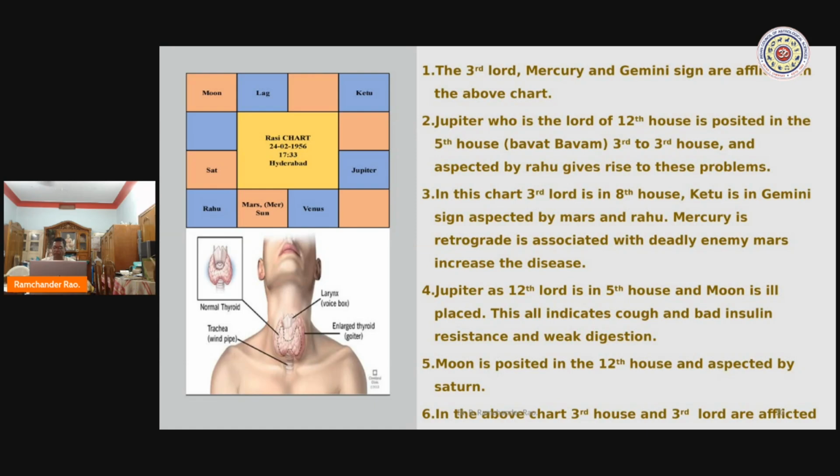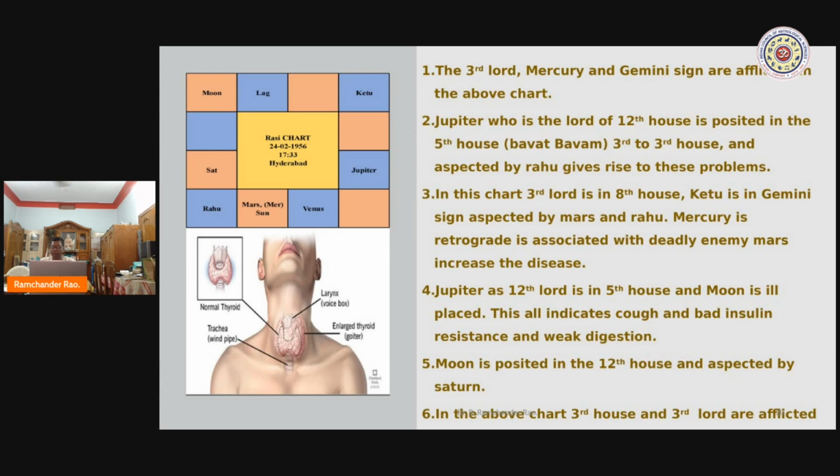Now here, the third lord Mercury and Gemini are afflicted in the above chart. You can see this. The third lord Mercury and the third house Gemini are also afflicted. We can see Jupiter, who is the lord of the 12th house, is placed in the fifth house. So if you take the bhavat bhavam from the third house, Jupiter is there. He is the 12th lord. And the bhavat bhavam from the third house is the fifth house, right? And being aspected by Rahu gives rise to this problem.